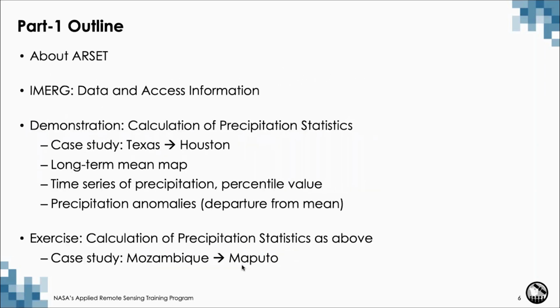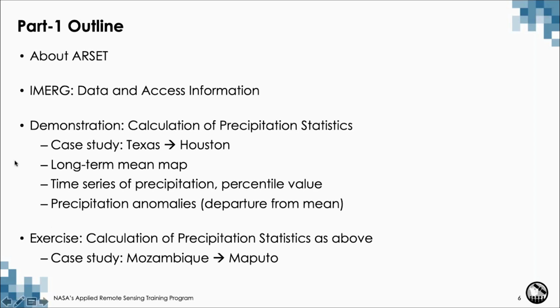So here is today's outline. We'll have a brief introduction of RSET. And then we will have a very brief description of iMerge data and access information. Again, as I mentioned earlier, the prerequisite webinar already has this information in detail, but we will just learn enough for now to start the process.